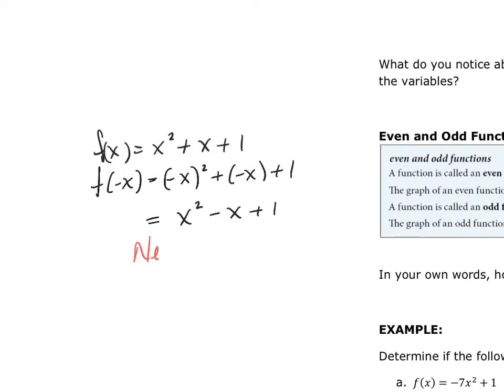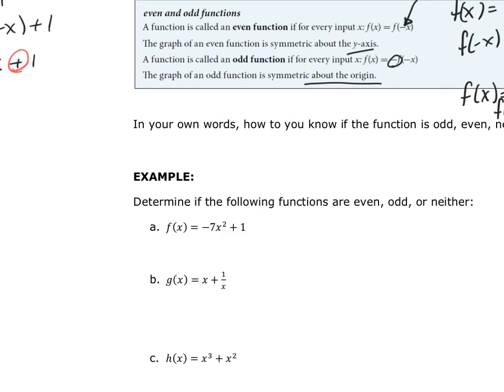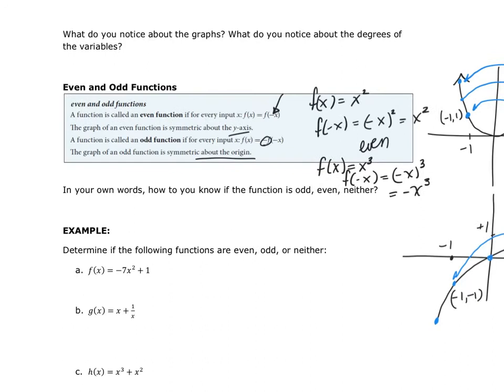So this is neither odd nor even, because this sign stayed the same, but this sign didn't change. All of the signs didn't stay the same. This is a neither. So just because my highest power, the degree of my polynomial, is 2, that doesn't mean that it is going to be an even or odd powered function. So what kind of questions do you have for me before you work on these down here?